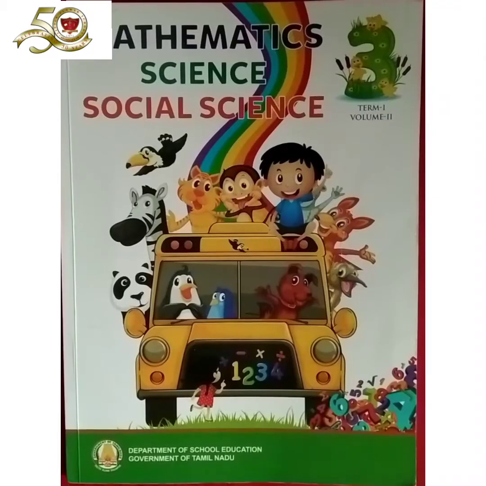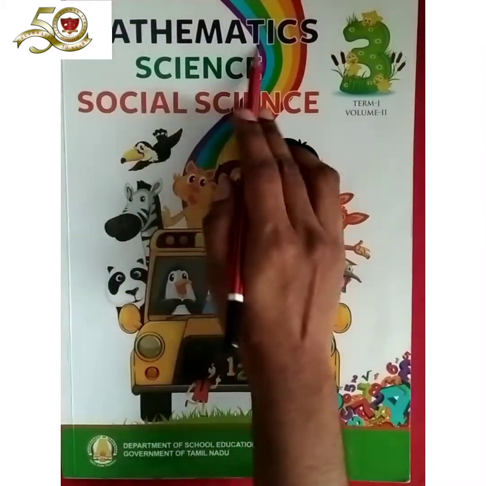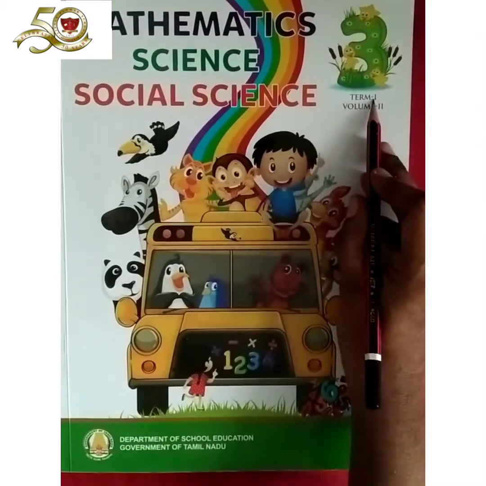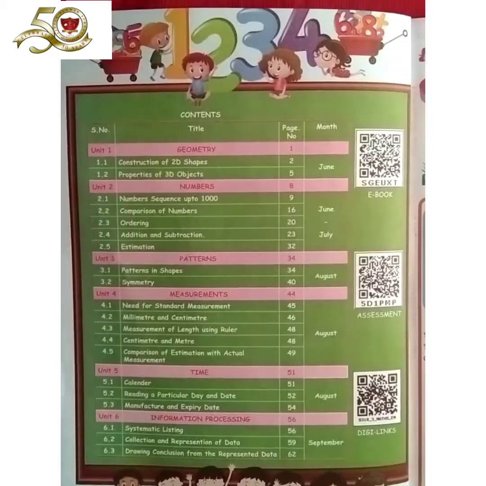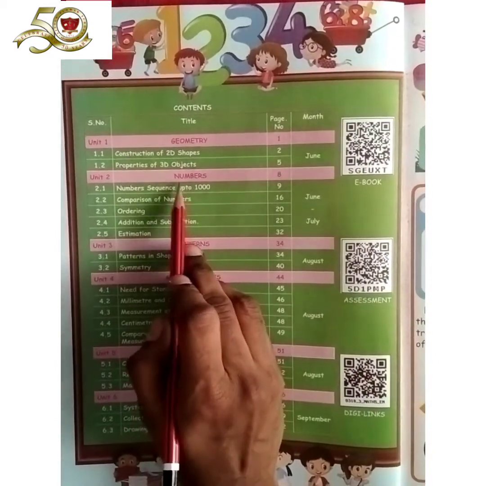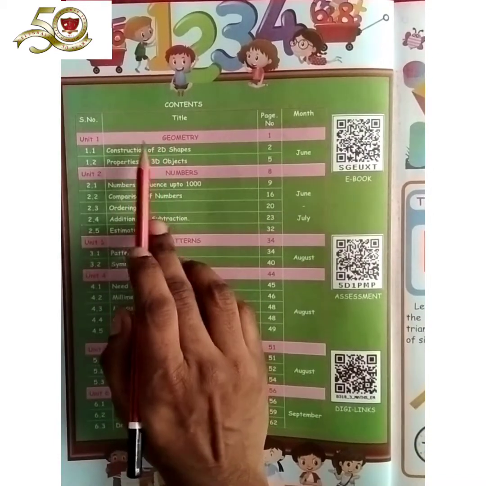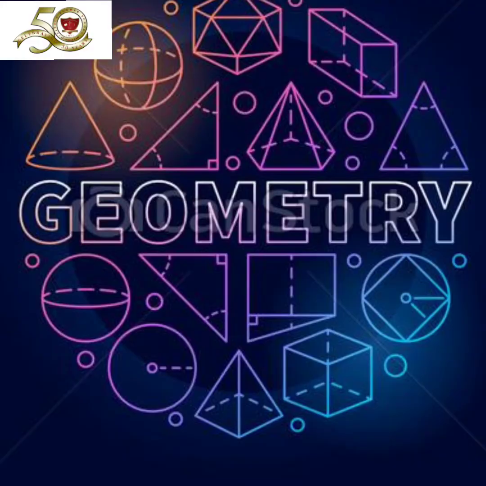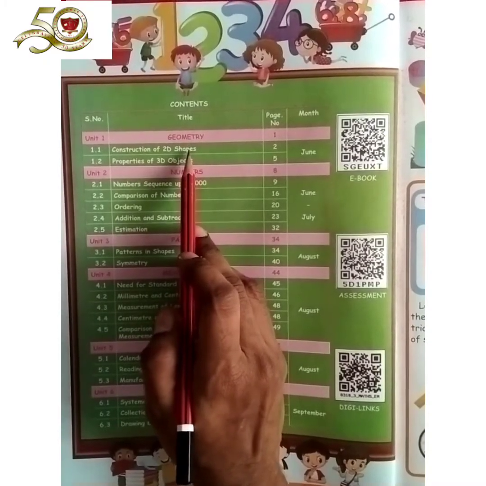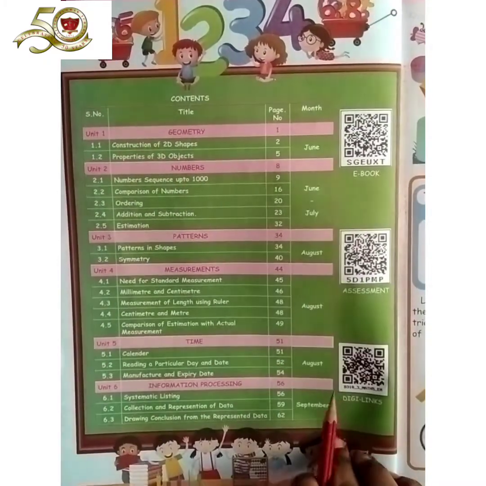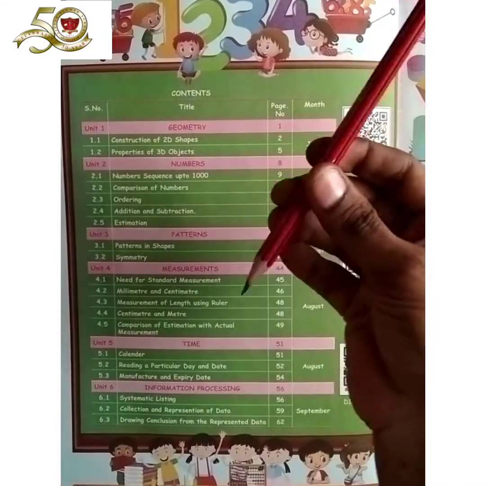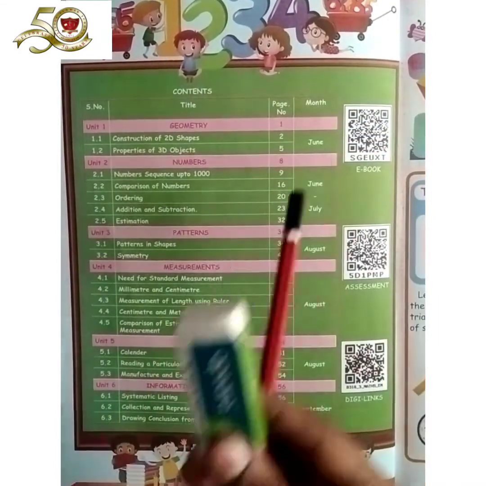So students, take your mathematics textbook, term 1, volume 2. Students, as we completed numbers, unit 2, so now we are going forward, that is unit 1, geometry. This is a very interesting chapter. I know you are all eagerly waiting. So students, open your textbook and get ready with a nice sharp pencil and an eraser.